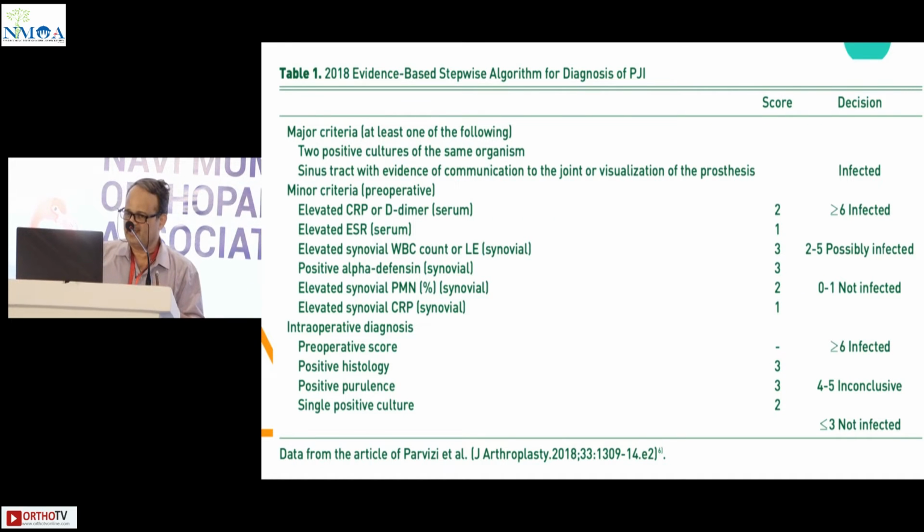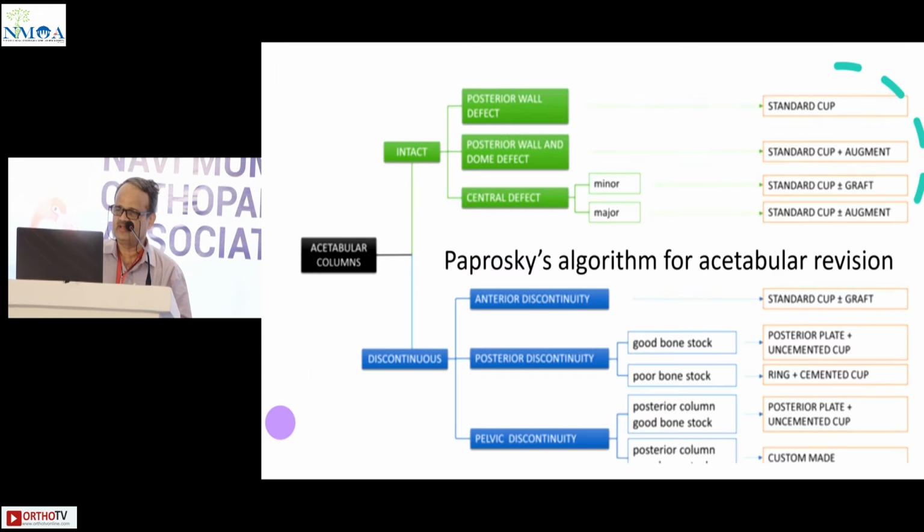For infection, we have the MSIS guidelines. We have major criteria and minor criteria, and one major criterion, or minor criteria giving points. More than 6 is definitely infected, 2 to 5 is possibly infected, and 0 to 1 is not infected. So again, these are preoperative and intraoperative diagnoses. All these help us come to some sort of conclusion. In future, I'm sure this will not have to be done by the surgeon, but artificial intelligence will tell us, and they will give us a ready reckoner.